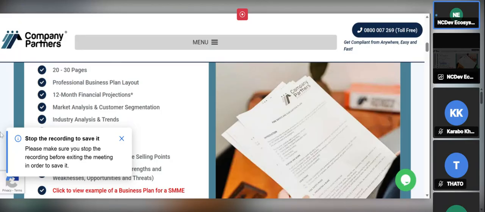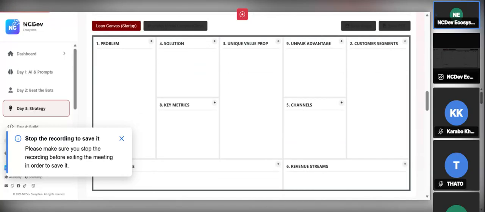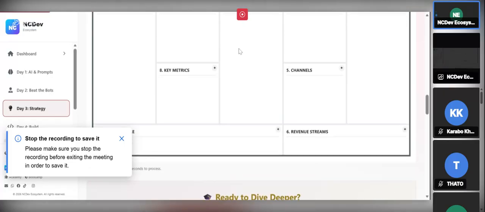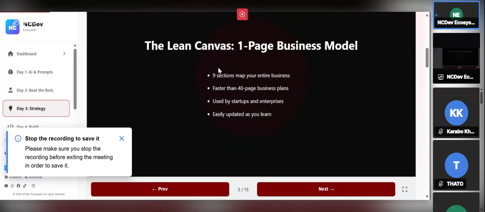So what we do then is we use this business model canvas, or the lean canvas model, to basically put everything in one page, rather than have a 20-page or 30-page document. You are able to explain and see your entire business in one page, right? So it has 9 sections on the map. Your entire business is basically on one page.